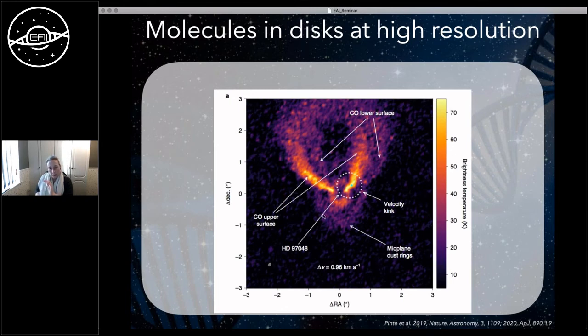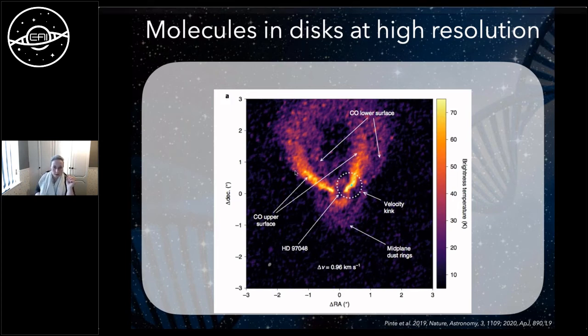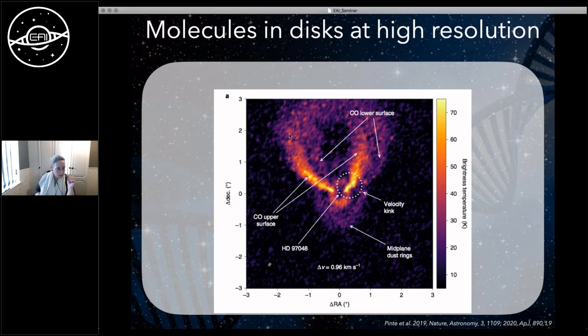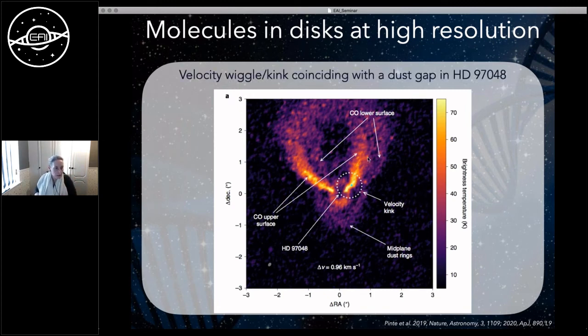You can also see here the faint continuum emission just imaged in this single channel, so that's why it's quite faint. And then what you can see here in the circle is a little perturbation or a velocity kink. So it doesn't look nice and ordered as we would expect from a Keplerian profile. You see this little deviation or kink or wiggle. You'll see lots of different terms for this in the literature. And this is really interesting.